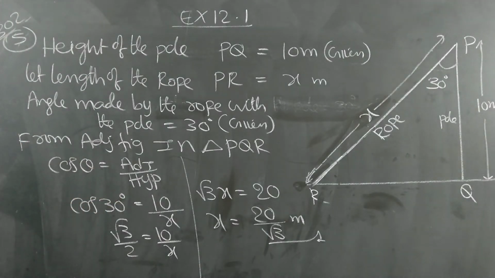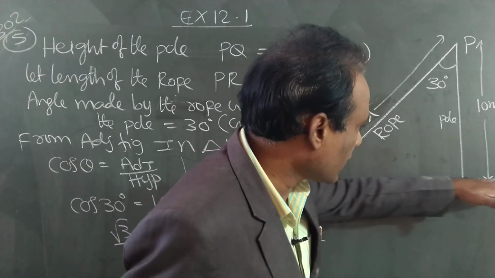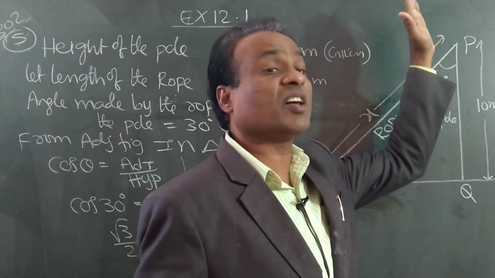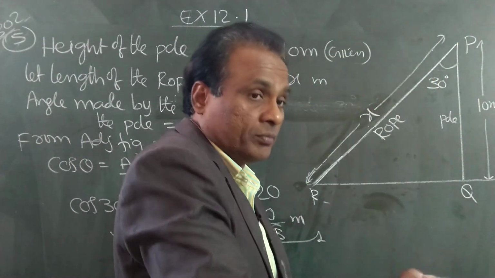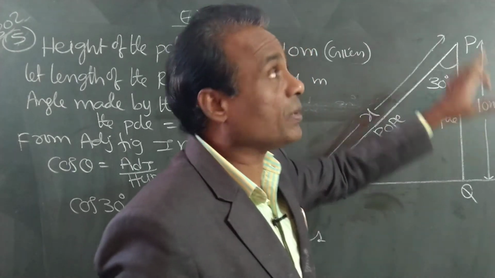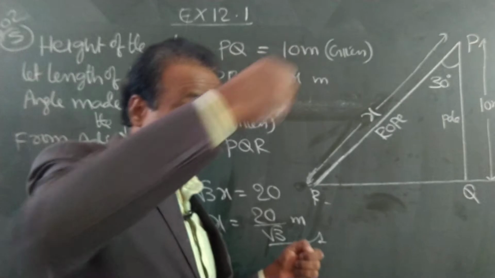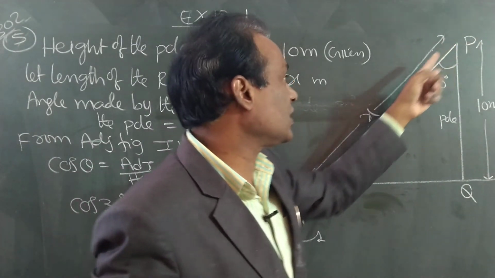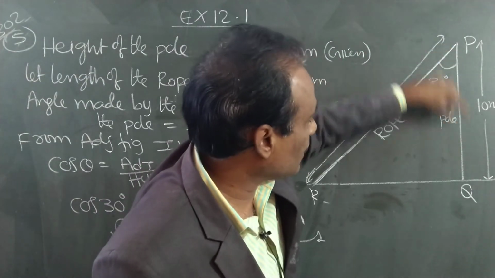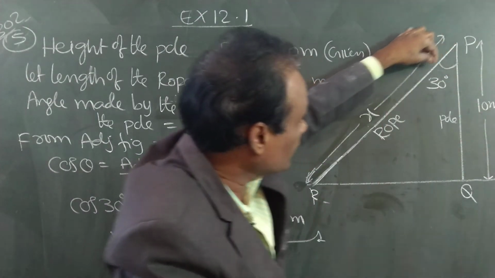Students, once again I will explain. If this is the ground, ground means always I draw a horizontal line. On the ground we are fixing the pole. So this PQ is the pole, whose height is 10 meters. A 10 meter high pole we are fixing, and we are tying it with a rope. 3 sides we are tying with a rope. So this is one rope to fix the pole perfectly standing.